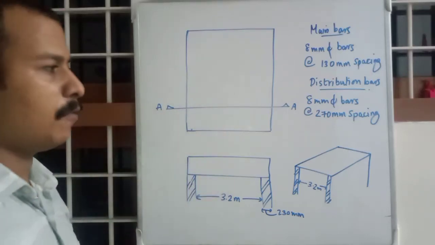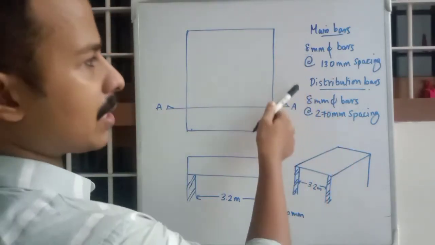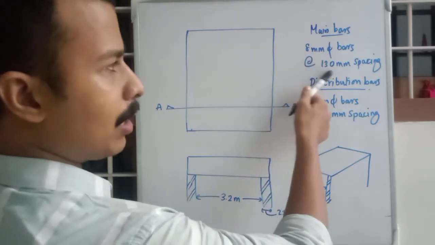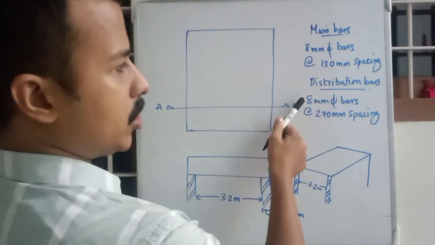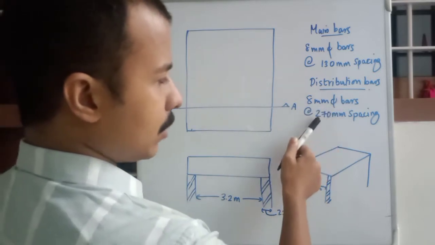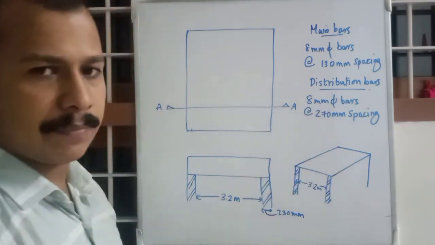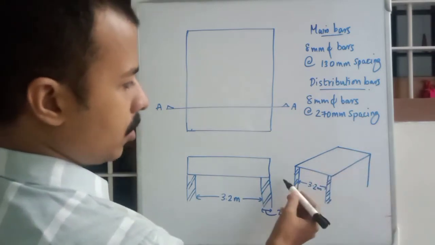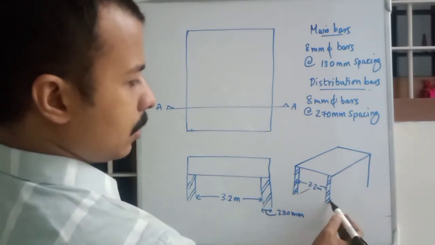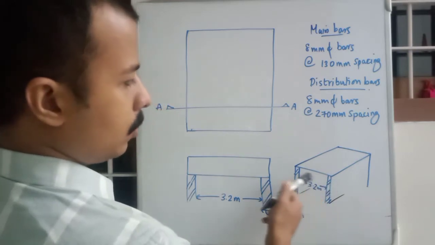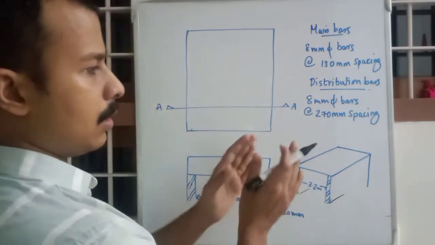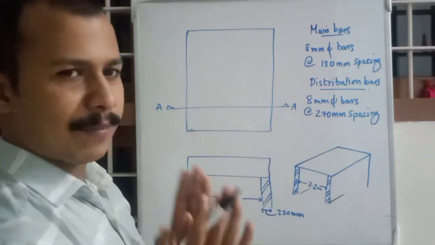So working on the detailing of our question, we have calculated main bars and distribution bars. Main bars are 8 mm diameter bars at 130 mm spacing, and distribution bars are 8 mm diameter bars at 270 mm spacing. Okay, so this is our scenario. There are two walls like this, and on these two walls we have supported one single one-way slab. That's why it is called one-way slab.